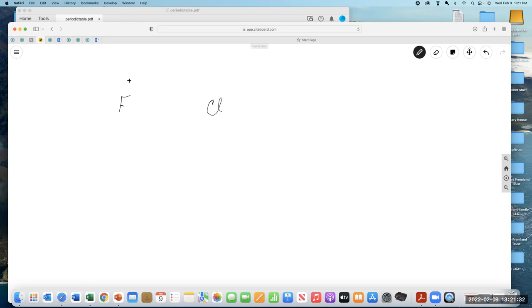So if I have this pair of electrons here, what's going to happen is fluorine is going to pull the electrons closer to itself because it's got a little bit more attraction. So maybe if I draw it like that, let's make it even closer, like that. So the electrons are going to be closer to fluorine because it has a higher attraction.